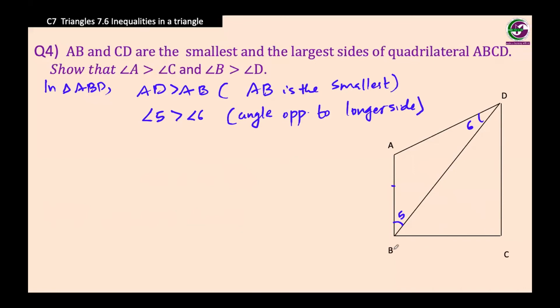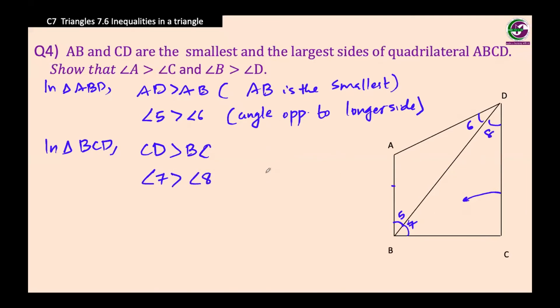Similarly, from the triangle BCD, CD is the longest side, so CD is greater than BC. So the angle opposite to CD, let's call this 7 and this 8. So angle 7 is greater than angle 8, for the same reason, the angle opposite to the longer side. Let's say this is equation 3 and this is equation 4.